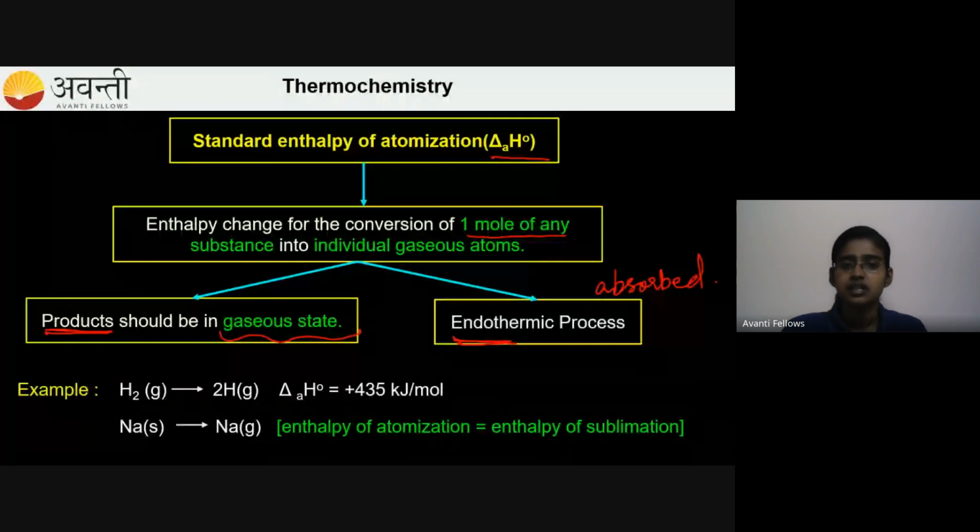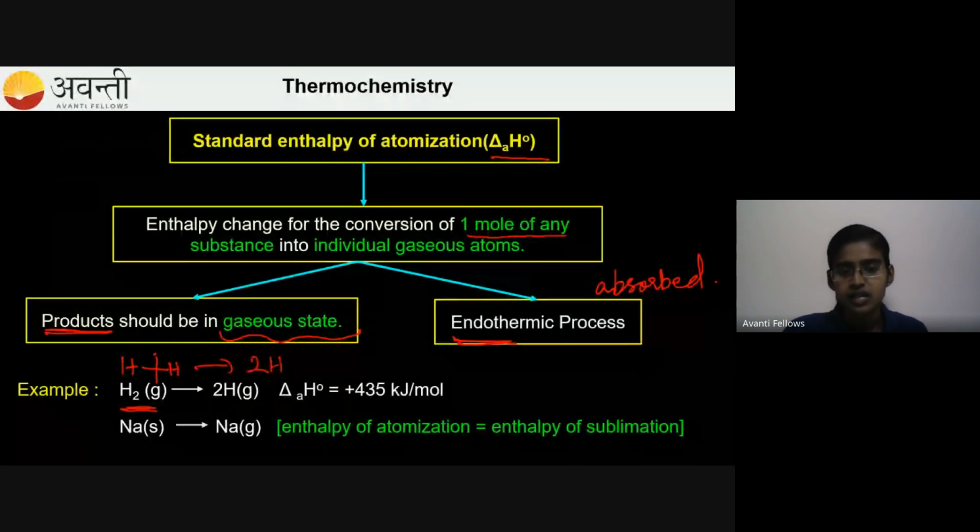In the last slide we have studied combustion. Combustion is exothermic and atomization is endothermic. These are very important things you have to keep in mind. Now here is an example. Hydrogen gas is there. This is the hydrogen molecule. Now there is one bond between the two hydrogens. Now I have to break this bond. If I break this bond, what will I get? I will get two hydrogen atoms.